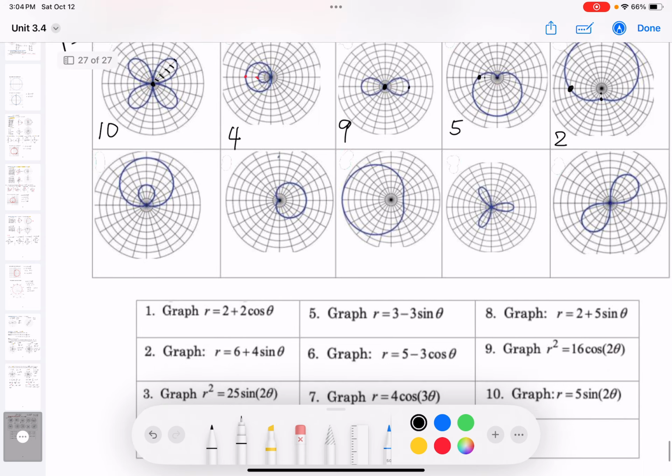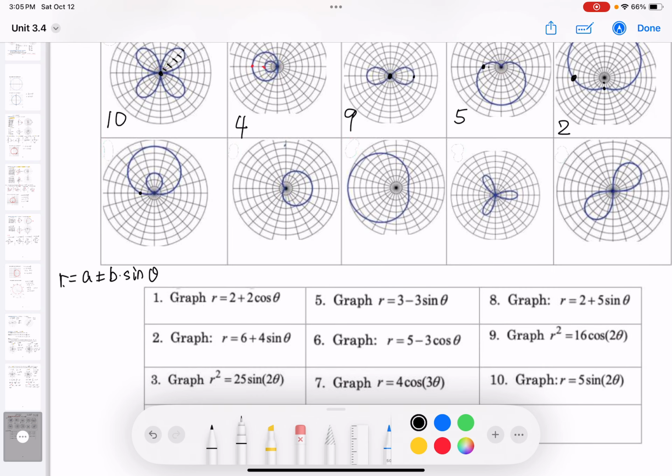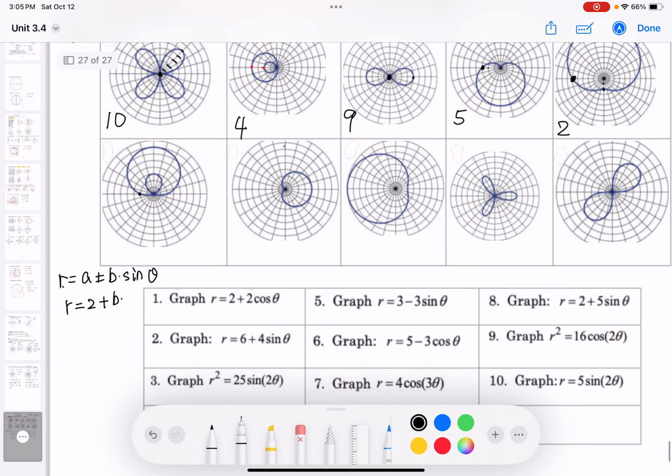How about the next one? We have an inner loop. This is the limaçon with a loop. So the limaçon with a loop is r equals a plus or minus b times sine or cosine. We must put sine theta. And next, we need to decide my A. From the graph, I think A is 2. So r is equal to 2, and we choose positive, plus b times sine theta.